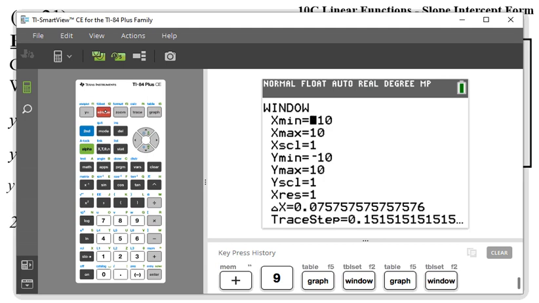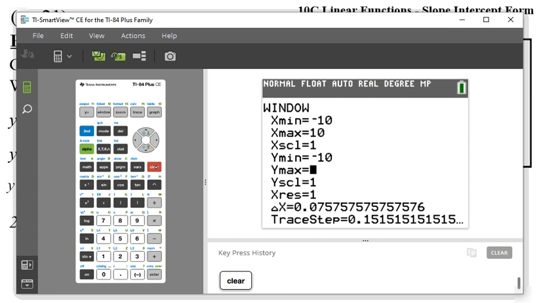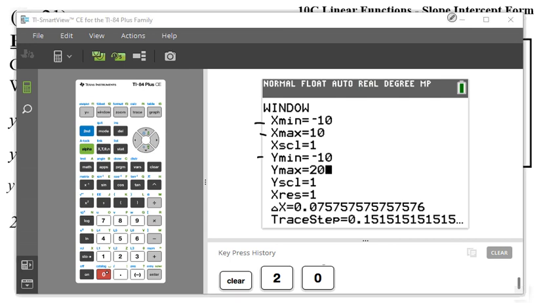So we can go to window, and I scroll down. I'm okay with my x's, my horizontal, but I want my y max to go higher. So I can hit clear, and instead of 10, let's just change that to a 20. So everything's the same except x min, x max, y min are the same, but my y max, I've changed it to be twice as big so that it's going to show me more.